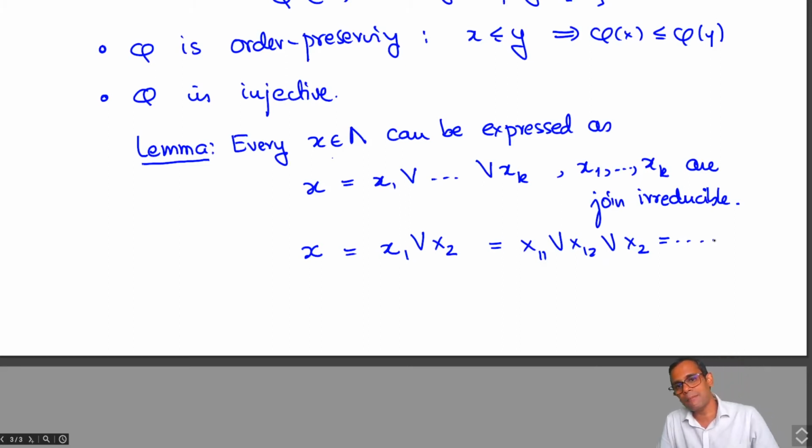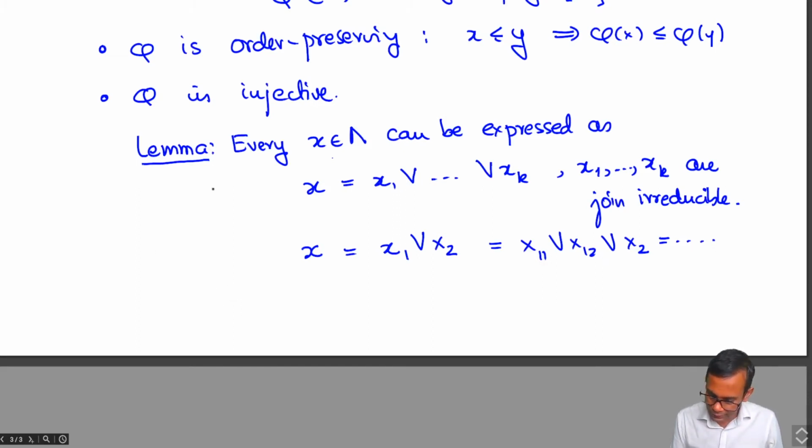Now, because lambda is finite, this process cannot continue forever, because if you do this process n times, you'll have a strict chain of n elements in your poset. And so that process must stop at some point. And so that's why every element in a finite lattice can be written as a join of join irreducible elements. Okay, so I'll let you think about the details of that proof if you feel you need more convincing.